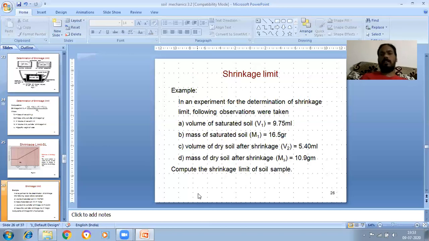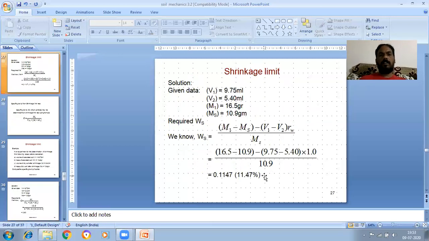So now let us solve a numerical problem. In an experiment for the determination of shrinkage limit, the following observations were taken. Volume of saturated soil V1 is 9.75 ml. Mass of saturated soil M1 is 16.5 grams. Volume of dry soil after shrinkage V2 is 5.4 ml. Mass of dry soil after shrinkage MS is 10.9 grams. Compute the shrinkage limit of soil. So V1 9.75, V2 5.4, M1 is 16.5, MS is 10.9.